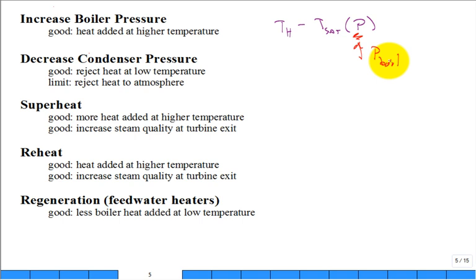Anyway, let's press forward. Okay, condenser pressure. Basically, in the winter, your lake water is a little cooler than in the summer.